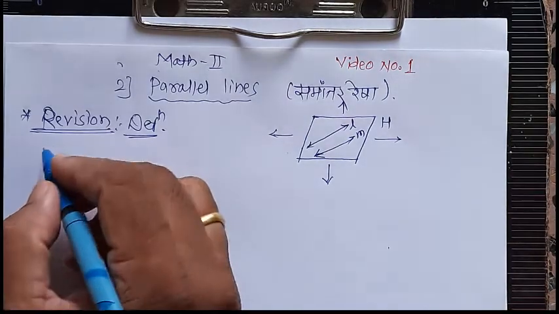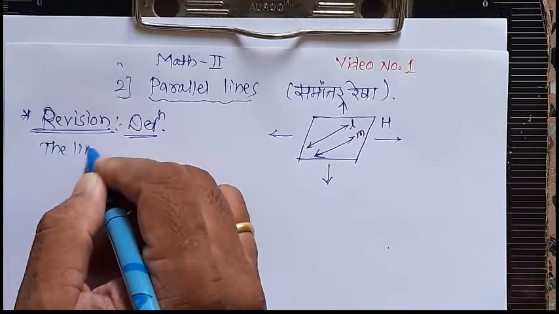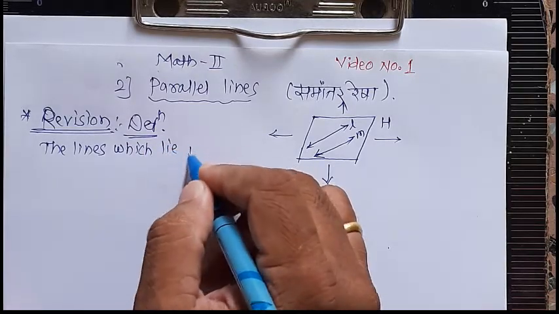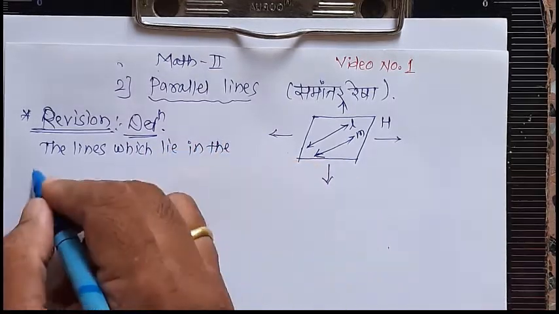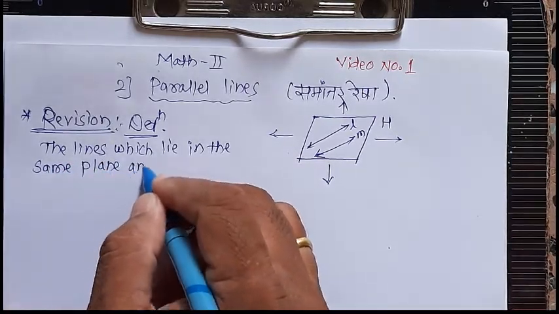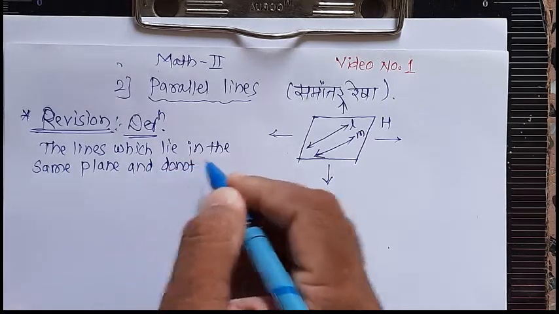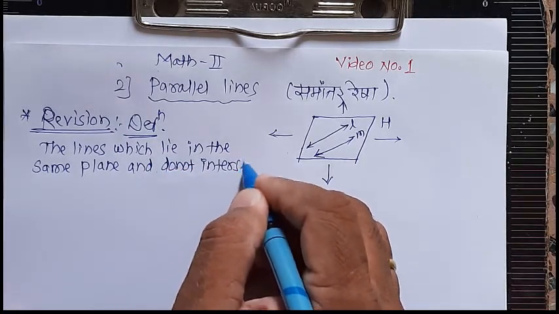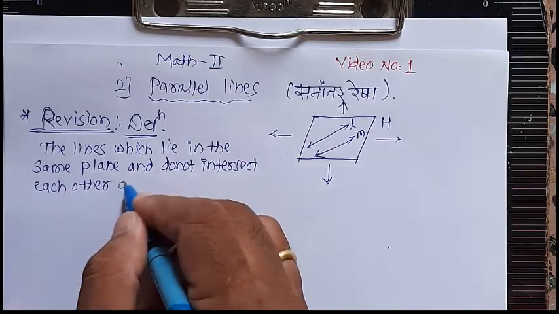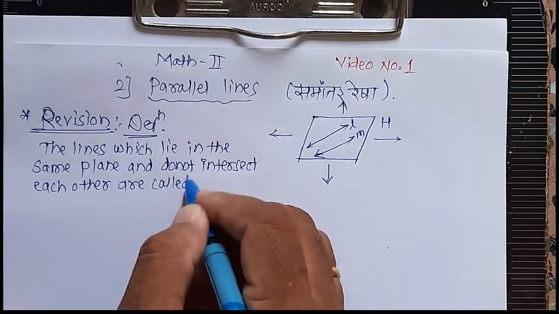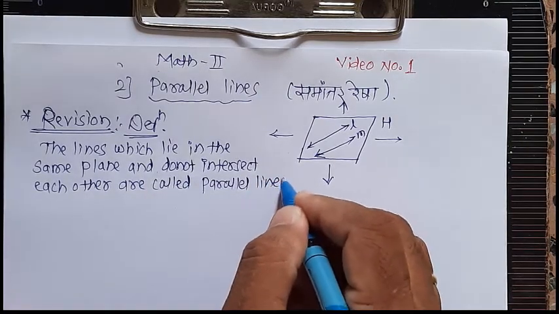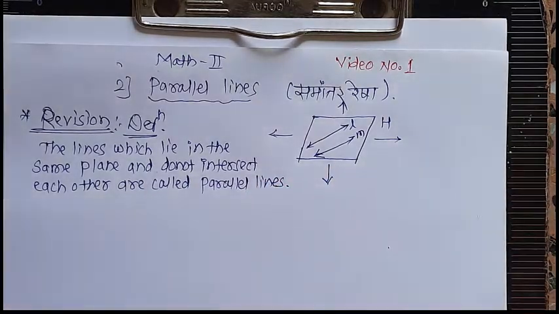So we write the definition as: the lines which lie in the same plane and do not intersect each other are called parallel lines.